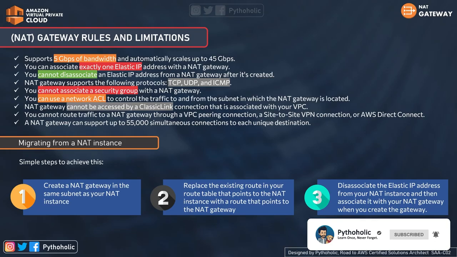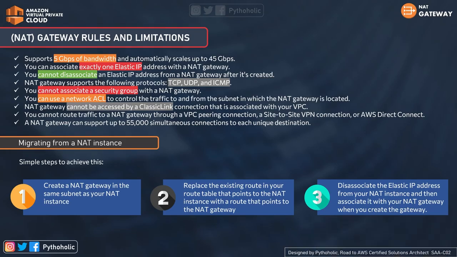So remember this very carefully while designing applications. And the next point also is very important, because you cannot route traffic to a NAT gateway through a VPC peering connection, a site-to-site VPN connection, or AWS Direct Connect. And a NAT gateway can support up to 55,000 simultaneous connections to each unique destination. I think that's sufficient for normal usage.